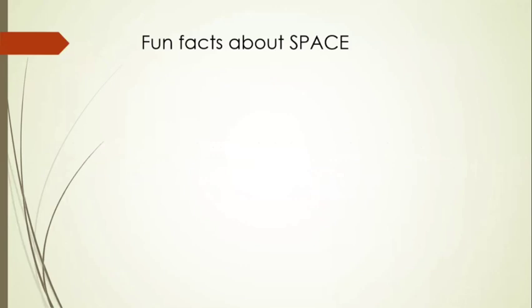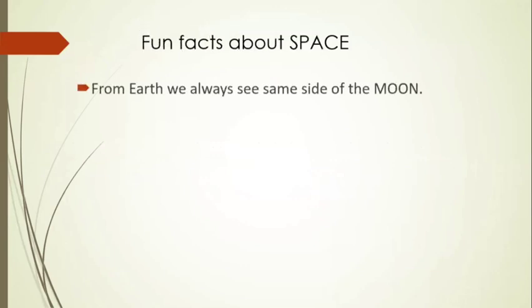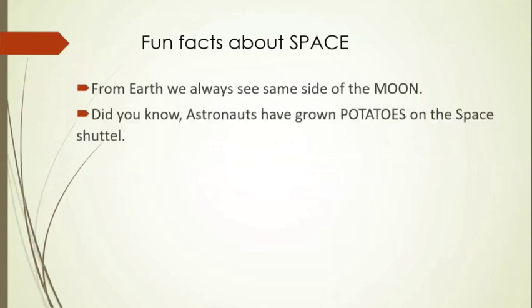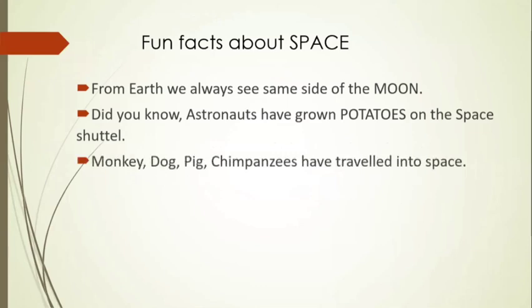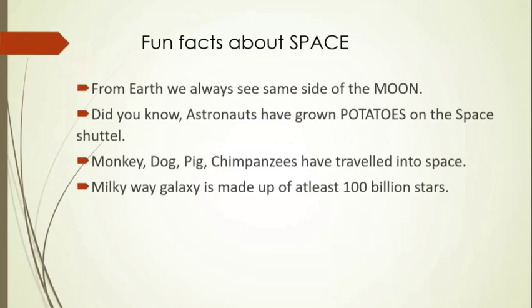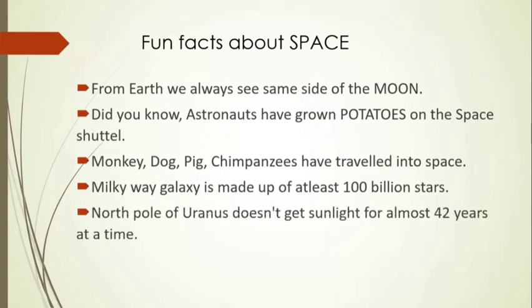Fun facts about space. From Earth, we always see the same side of the moon. Did you know? Astronauts have grown potatoes on the space shuttle. Monkeys, dogs, pigs, and chimpanzees have traveled into space. The Milky Way galaxy is made up of at least 100 billion stars. The north pole of Uranus doesn't get sunlight for almost 42 years at a time.